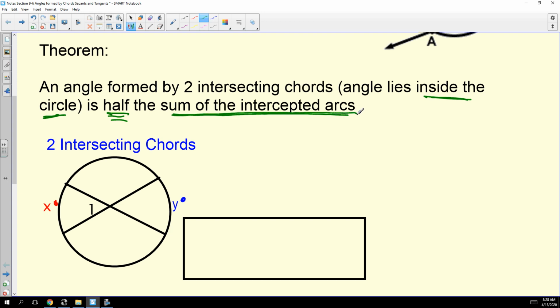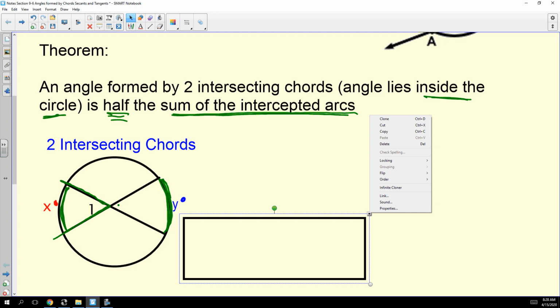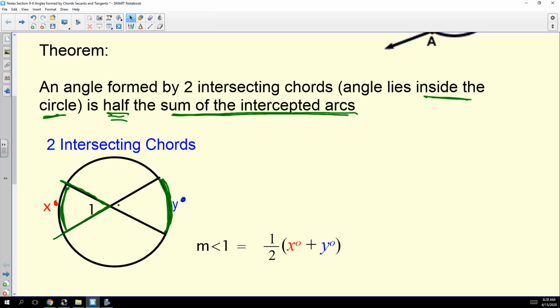When we talk about the intercepted arcs, we talk about the arcs that are intercepted by the angle we're talking about itself. So we're talking about angle 1. The arc that is cut by angle 1 is this arc that is x degrees. And the other arc is the one cut by the angle that is vertical to angle 1, the arc that is y degrees. So we could express that more easily by saying that the measure of angle 1 is half of x degrees plus y degrees. So it's half the sum of the intercepted arcs.